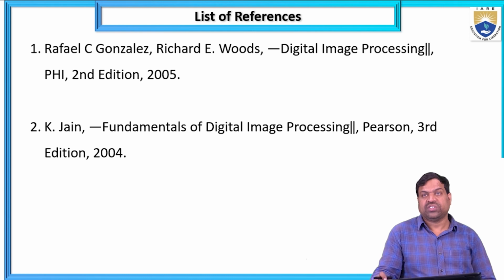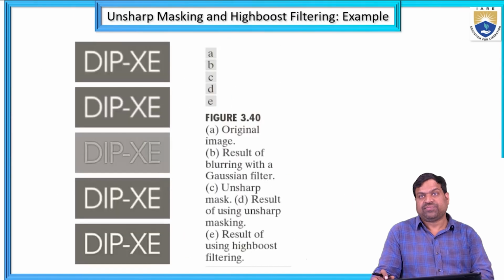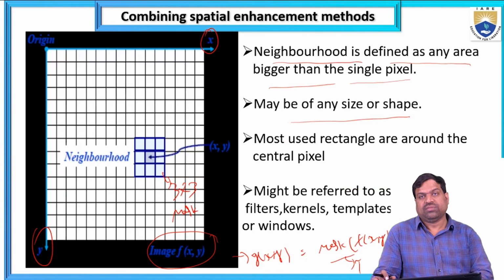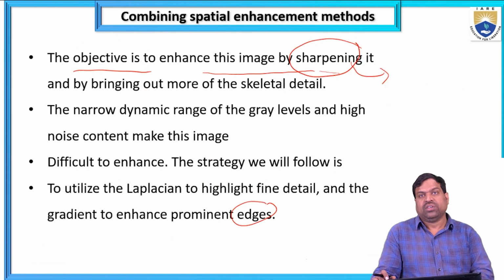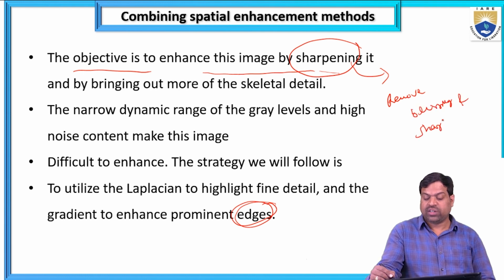So these are the references. So it is about combining spatial filters. What is the objective? Sharpening and bringing out more of the input image. We are aiming to remove blurring and sharpen the images, sharpen the edges.